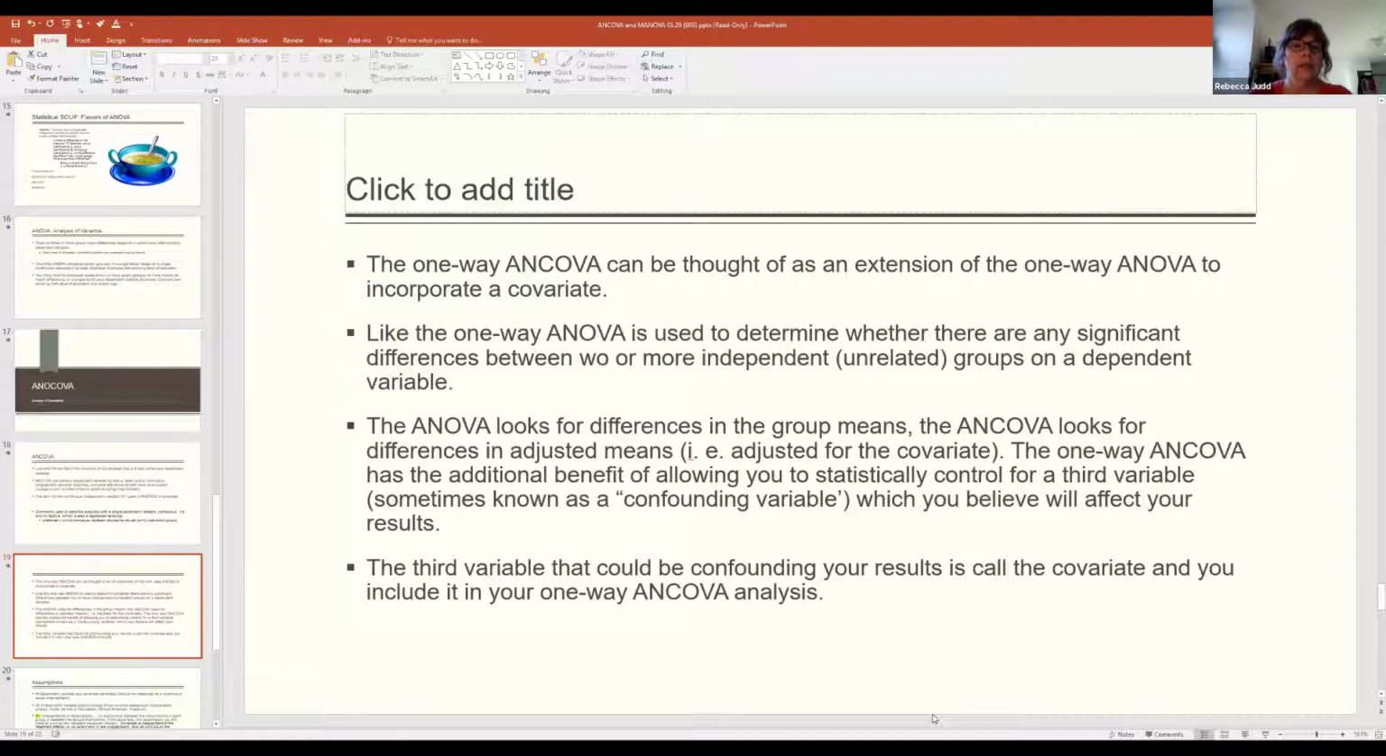All right. It looks at differences in the group means, and then the ANCOVA looks for differences in adjusted means. That means it's adjusted for that covariate. So when the ANCOVA runs and looks at the difference for those means among those groups, it adjusts for that covariate, okay? So it has the benefit, different from regression, of statistically controlling for that third variable. The third variable can be confounding your results, and it's called the covariate.